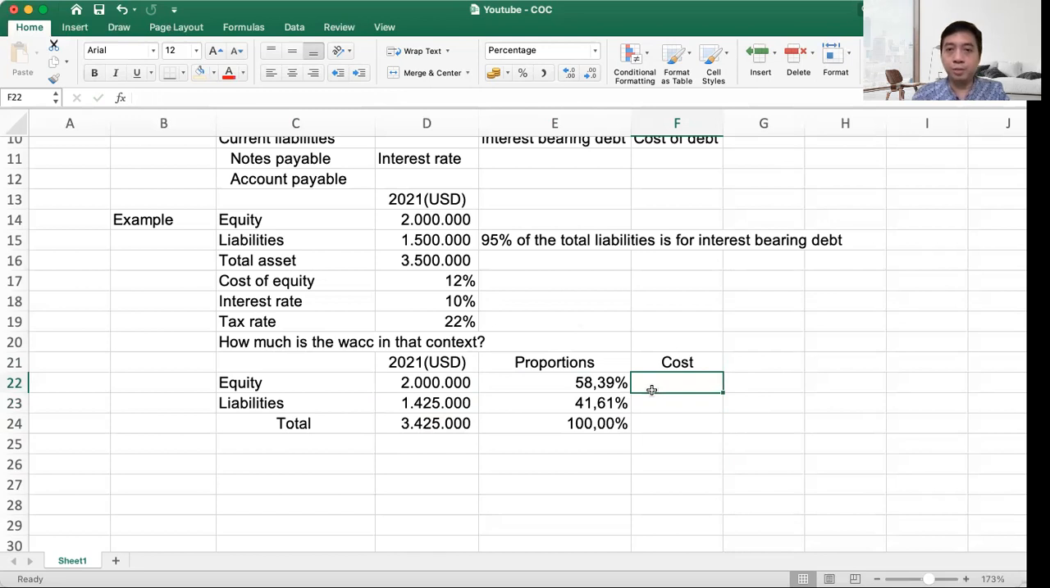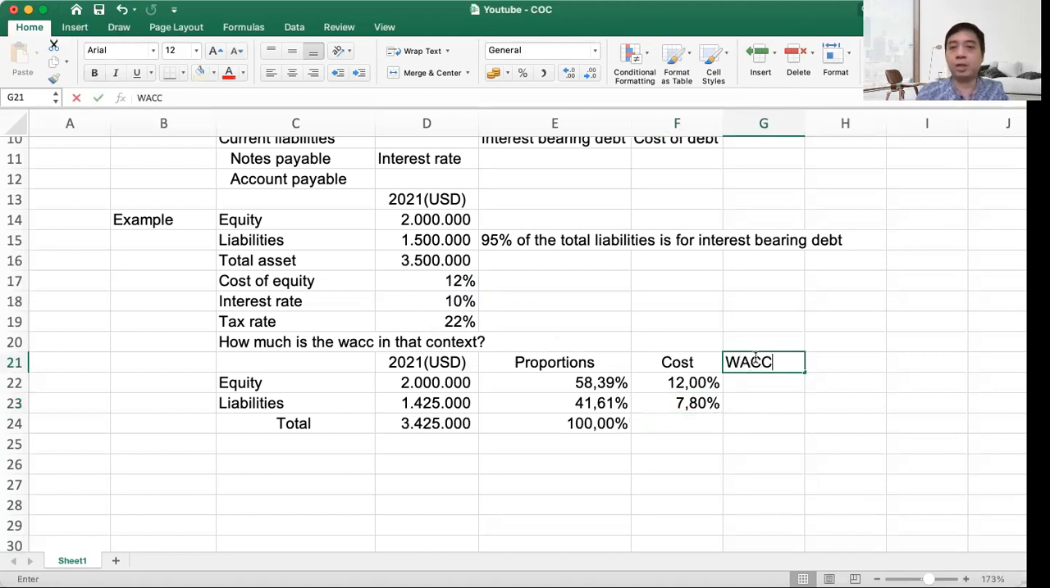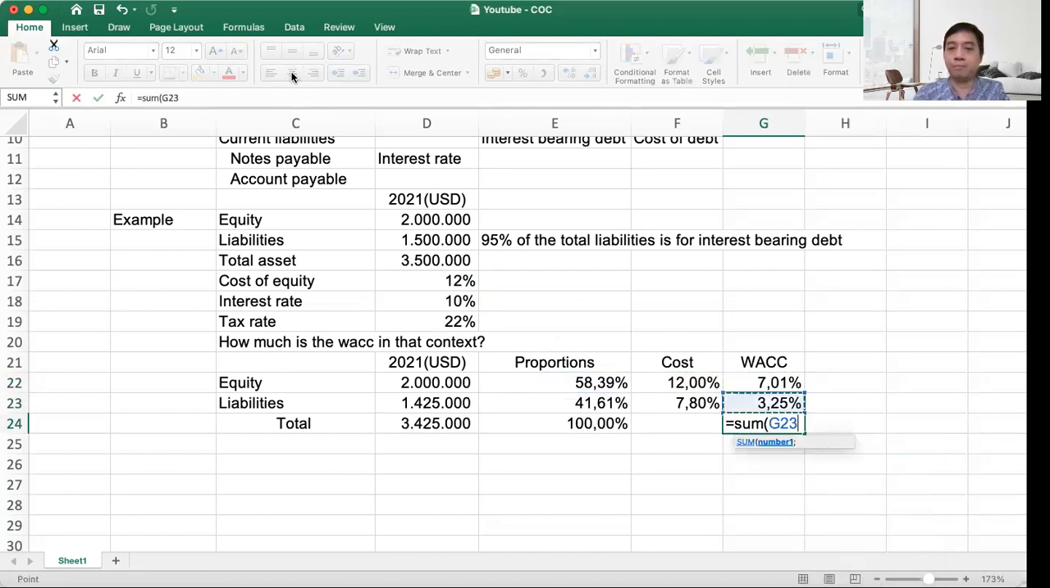If we put the cursor here, it means that we need to point to the cost of equity. The cost of equity is already there in our case, 12%, but not for the cost of debt. If we want to calculate the cost of debt, you need to use the interest rate multiplied by one minus the tax rate, and you are going to get this one. And right after this, we can calculate the WACC, the weighted average cost of capital. You just multiply the proportion and the cost, like this, put it here and sum it up.